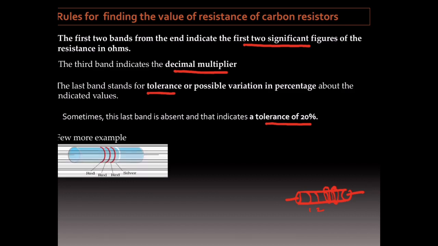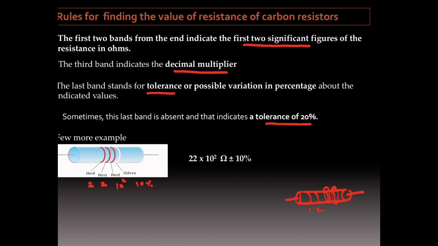For example, in this example, we have 4 bands: red, red, red, silver. So what is the value of this resistor from the table? The first red is 2, the second red is 2, the third red gives the decimal multiplier 10 raised to power 2, and silver tolerance is 10%. So the resistance value is 22 into 10 raised to power 2 ohm plus minus 10%.